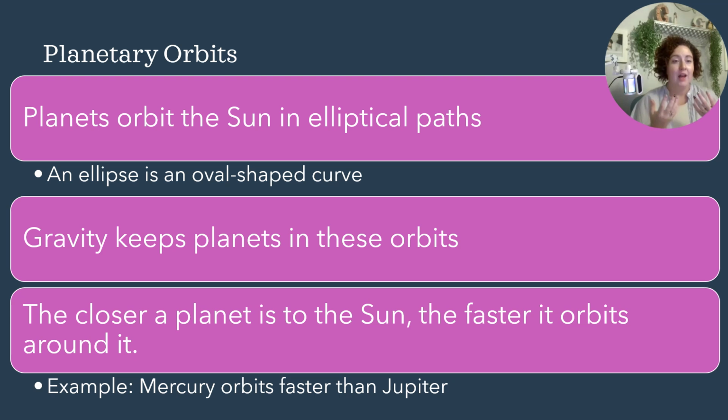So planetary orbits. Let's do a quick little review on some vocab though. We know that planets orbit the sun in an elliptical pattern, not an eclipse, an ellipse. And an ellipse is, let me make sure I select a color that'll actually show up, this oval shape curve. It's not perfectly circular. It goes a little bit oval.